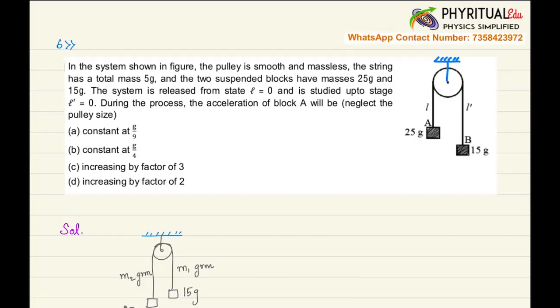Eventually block B will come very close to the pulley and be just about to hit the pulley, where L dash becomes 0. During this process, the acceleration of block A will be, 4 options are there. Obviously, just like the previous question, it is not going to be a constant. So we will find out what the acceleration of block A will be in this process and how it will vary. Initially block A is here, and finally block A is going to reach where block B is just about to hit the pulley. In this process, we will figure out how its acceleration is going to change.